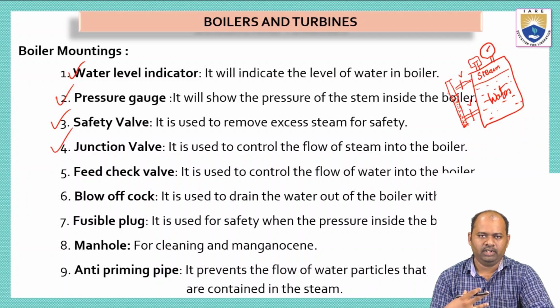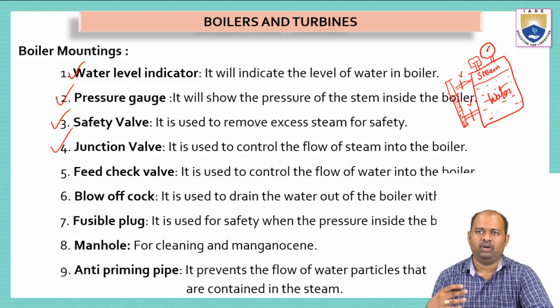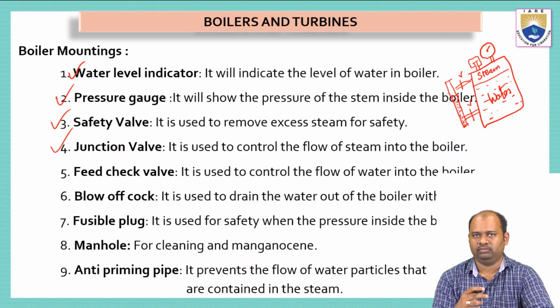Our goal is to produce steam, to use it somewhere. We can use this steam for the production of electricity when it is sent into a turbine, or we can use it for cooking food, etc. So we have to collect this steam. We should have a valve that is connected to the boiler tank. That valve is called the junction valve.